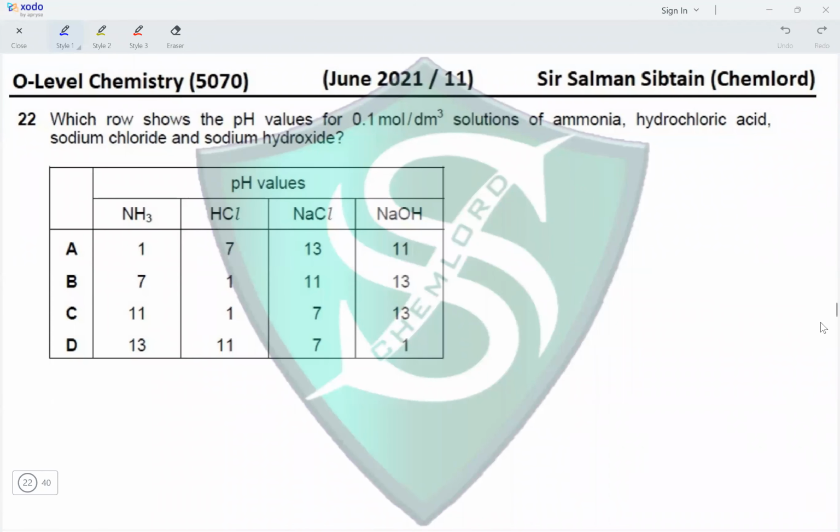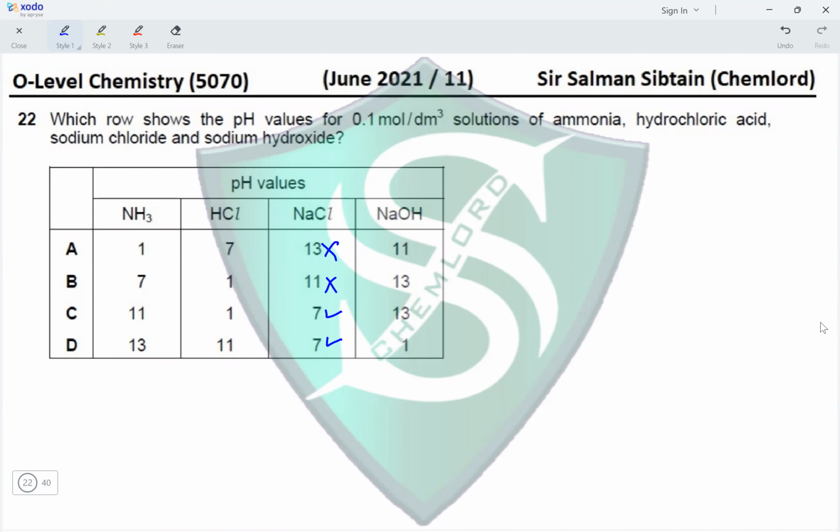Question 22. Which row shows the pH value of 0.1 mole per dm cube solutions of ammonia, hydrochloric acid, sodium chloride, and sodium hydroxide? So, out of these, NaCl is a neutral salt. A neutral salt will have a pH of 7. So, just by looking at NaCl, we have eliminated options A and B. Now, the correct option would either be C or D.